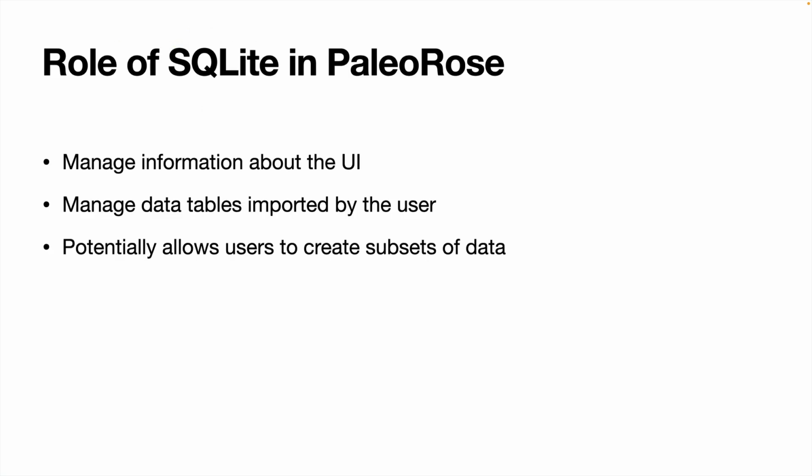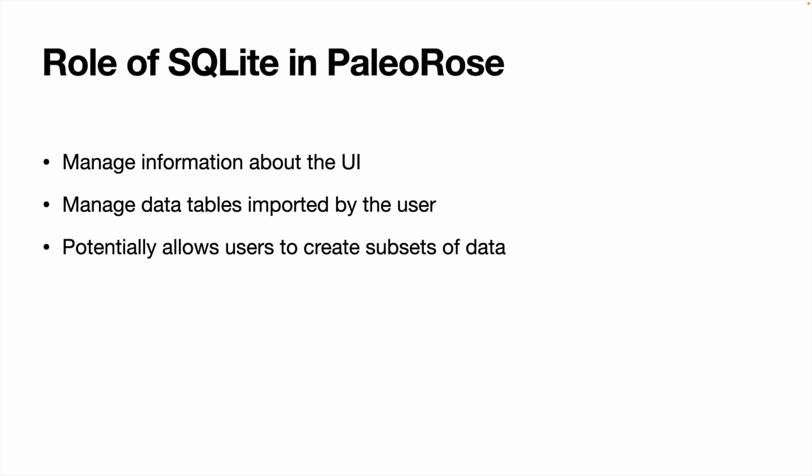So what is the role of SQLite in Paleo Rows? One application of SQLite in the app is to maintain information about the UI. For example, where the document screen goes. That particular functionality has been used since the beginning of the app and will probably continue for a little while, but we may find a better mechanism for that process.